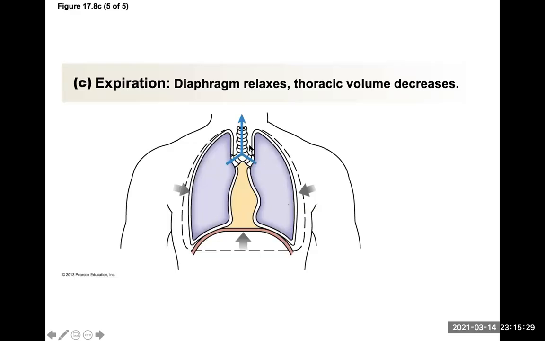With expiration, it's the opposite. So you'll have elastic recoil of the lungs, and then the thoracic cage is going to return the diaphragm and the rib cage to their original positions, which decreases the thoracic cavity volume, which increases the pressure, which means now the air is going to be moving out of the lungs. This is a passive process. So normal expiration is called passive expiration because it doesn't require muscle contraction. It's just the relaxation of the muscles.